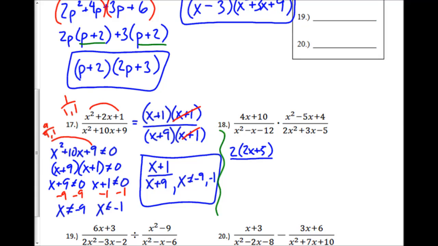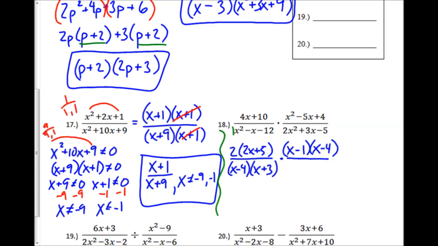In this denominator, I build a bridge. That gives me a negative 12. And two numbers that multiply to negative 12 but add to negative 1 are negative 4 and positive 3. And I can use my shortcut on that one because, once again, I have a leading coefficient of 1. In the second numerator, I'm going to do the same thing. Leading coefficient 1, I build a bridge. Two numbers that multiply together to give me a positive 4, but add together to give me a negative 5, are a negative 1 and a negative 4.